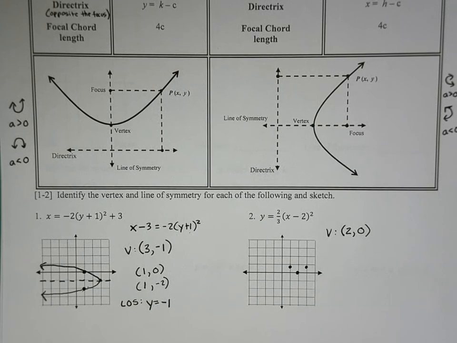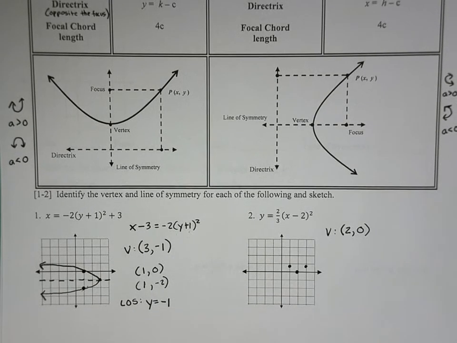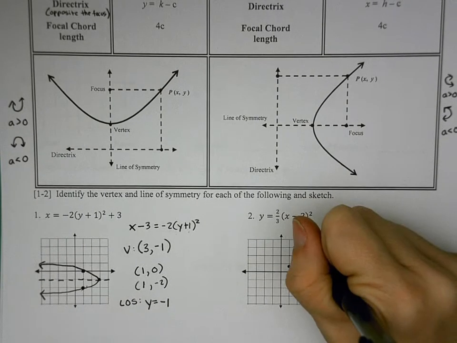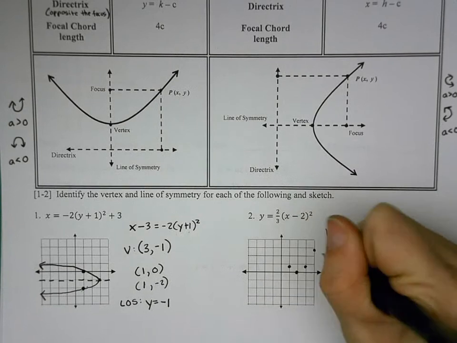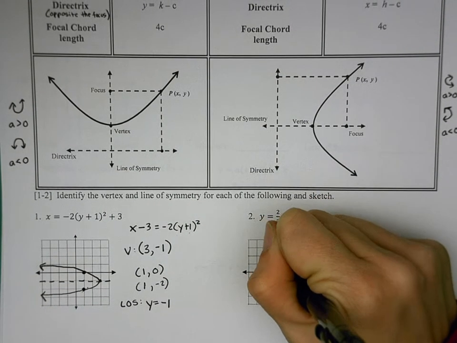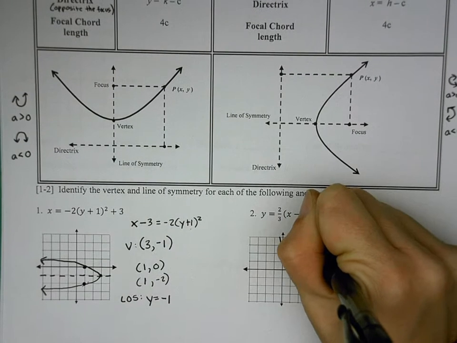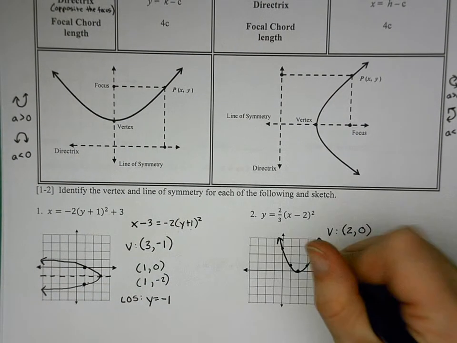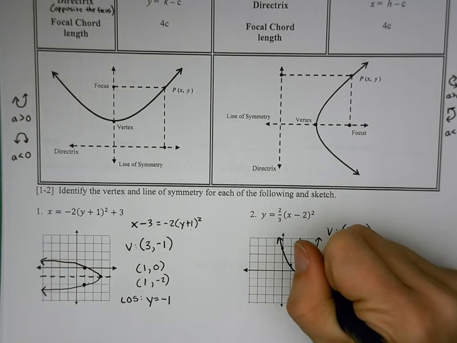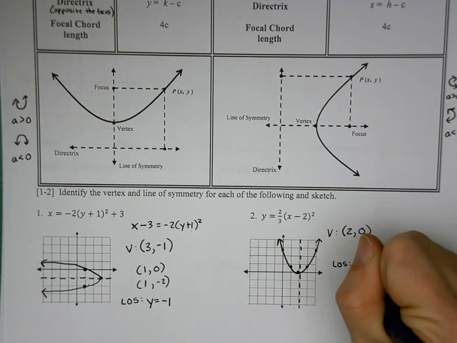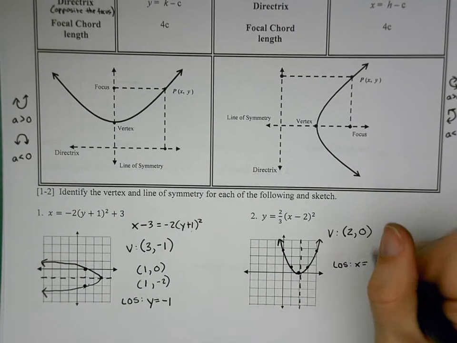You also could take a moment and plug in 0 or 4 if you wanted to. Plugging in 4, you would get 8/3, which would be 2 and 2/3, which would put you somewhere up here. You get the same value if you plugged in 0. And you get your parabola here. Okay, line of symmetry would be here. This is a vertical line, so this would be an x equals. And in this case, that would be x equals 2.